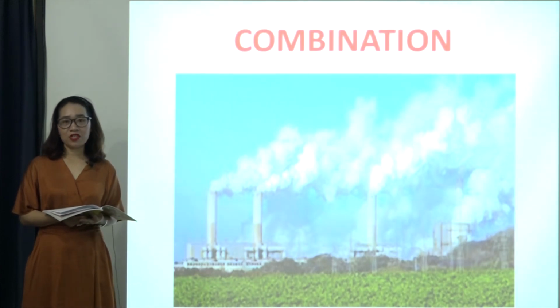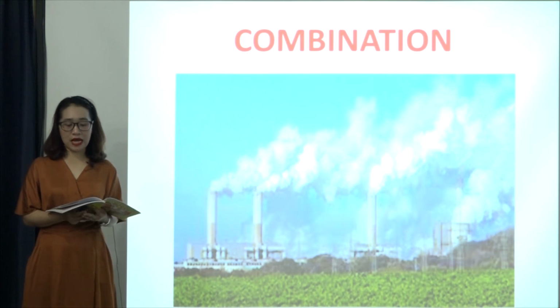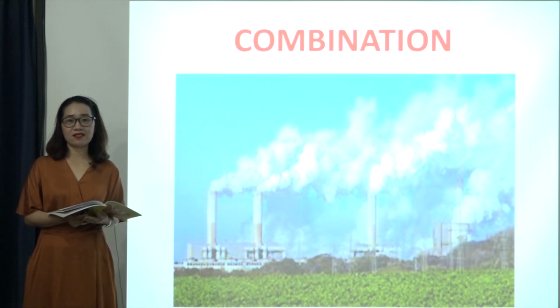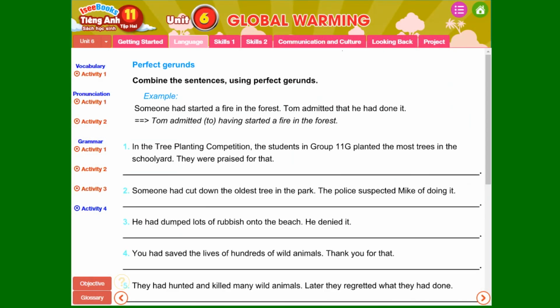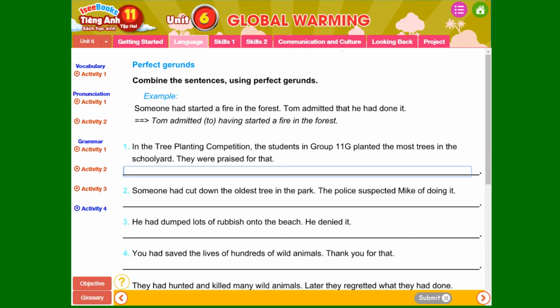First one, verb plus object, preposition, perfect gerund, or the second structure is verb plus perfect gerund. And now we come to the final activity in your books or in iSmart books is combination. Perfect gerund. Combine the sentences using perfect gerund. Now, look at the first one. In the tree planting competition, the students in group 11 planted the most trees in the schoolyard. They were praised for that.